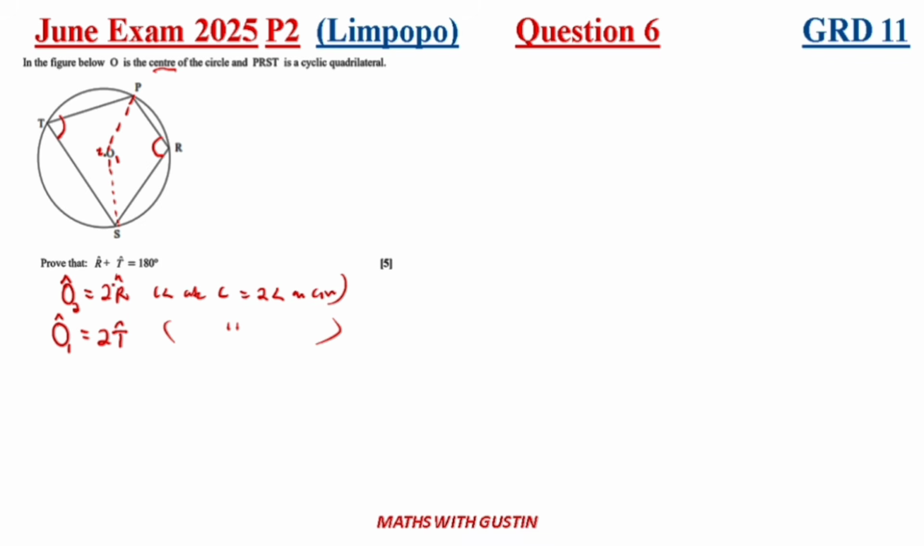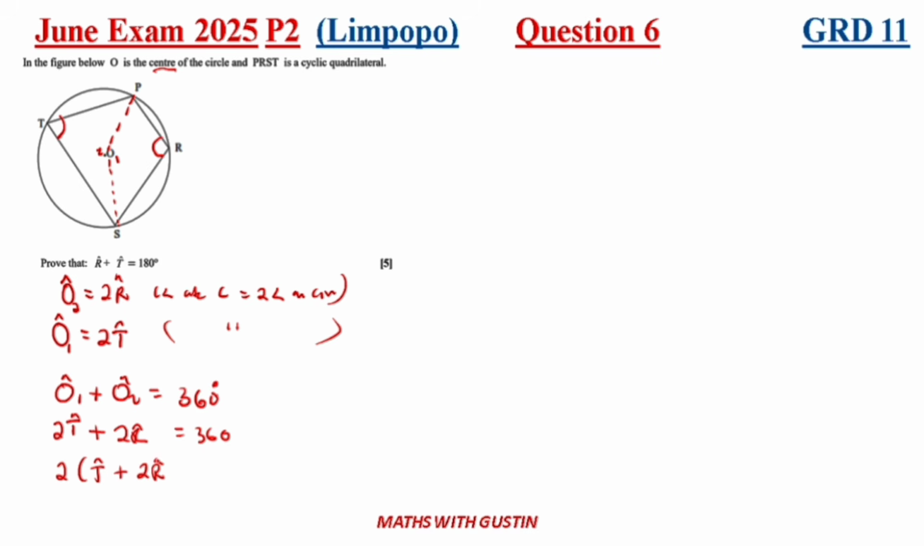All right, so now when you come here, you would say O1 plus O2 is equal to 360. Now where there's O1, you substitute here: O1 is equal to 2T as well. And where there's O2, you would put 2R, equals 360. Therefore, you take out 2 as a common factor on this side.